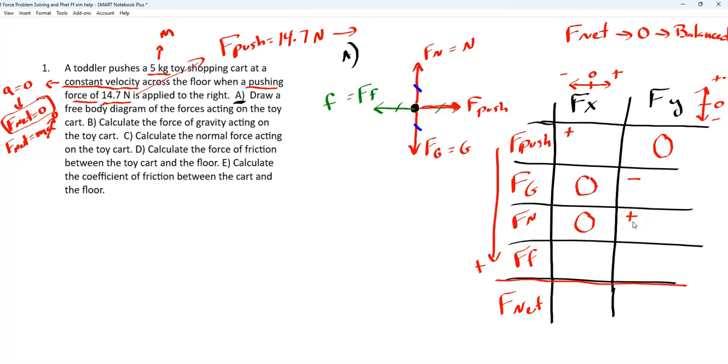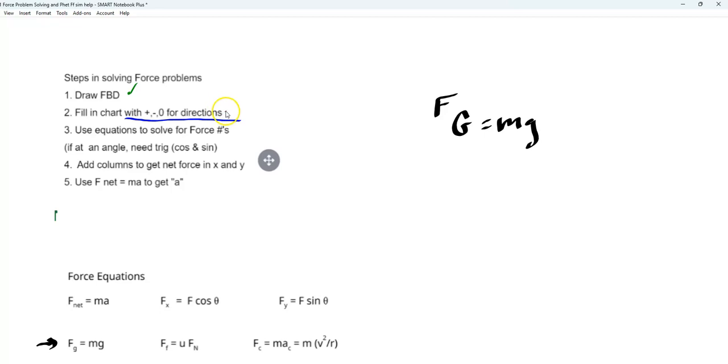Finally, for friction, I'll let you do the friction one now. So figure out the X and Y directions for the friction. For the friction, it's going to the left, so that's X negative, and Y is 0 because it doesn't go up or down. So now we've concluded the drawing and the chart and filling in the positives, negatives, and zeros.